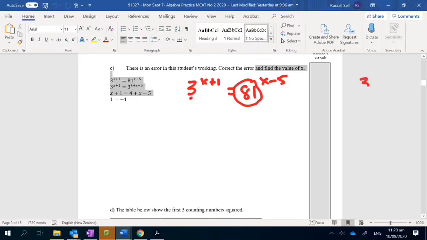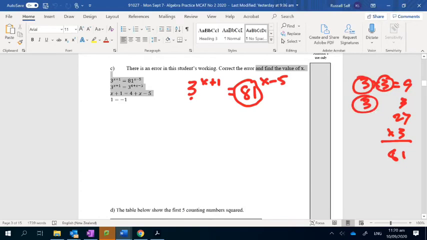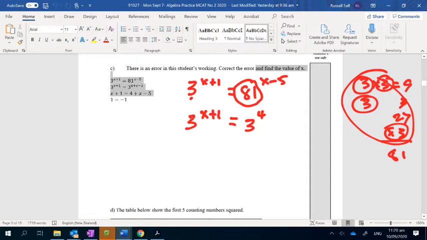Yes. Think about it. 3 times 3 is 9. 9 times 3 is 27. Times another 3 is 81, right? So that's 1, 2, 3, 4 3s. 4 factors of 3. Do you agree? You can always find it by just multiplying them out if you don't know what it is. So 3 to the x plus 1 equals 3 to the what power? 4th power. But we already have the x minus 5 up there, right? So it's 3 to the 4th power raised to the x minus 5 power.